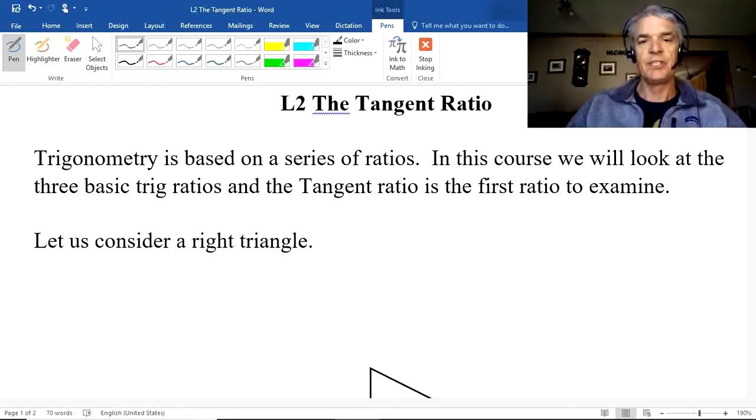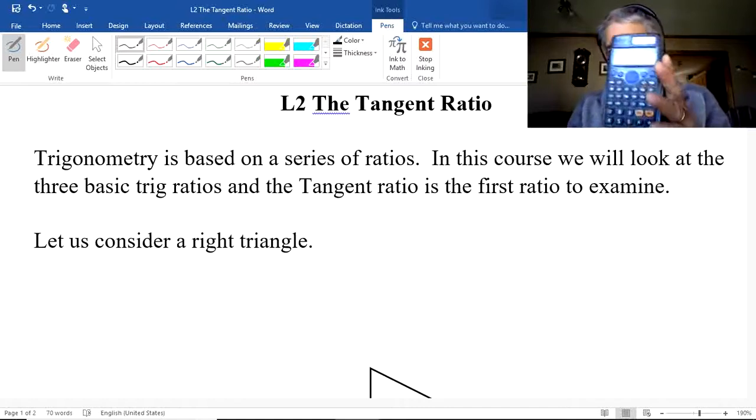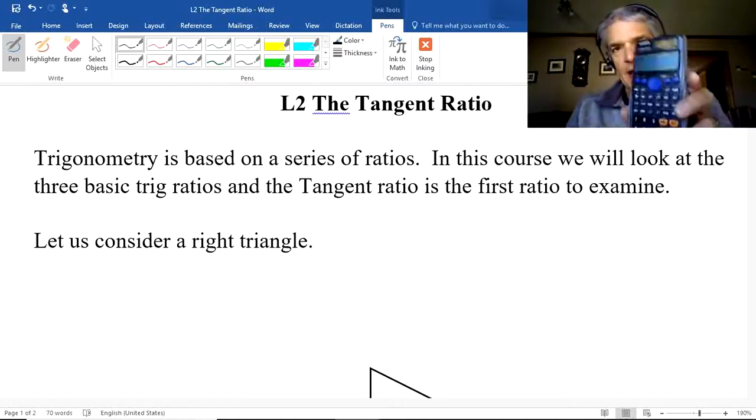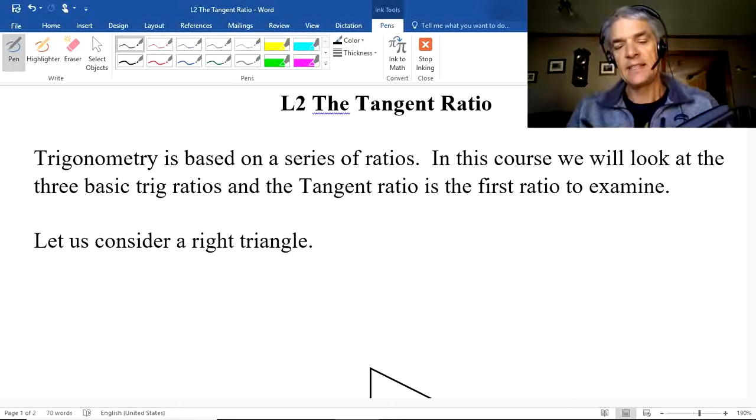You may have noticed these on your calculator if you look very closely. If you have a scientific calculator like this, I imagine many of you have, it has the buttons SIN, COS, and TAN. And tan is the one we're going to look at today. The other ones that we'll look at later are sine and cos, and they're pronounced sine and cos as opposed to sin and cos, which might be their phonetic pronunciation, but in trigonometry we call them sine and cos.